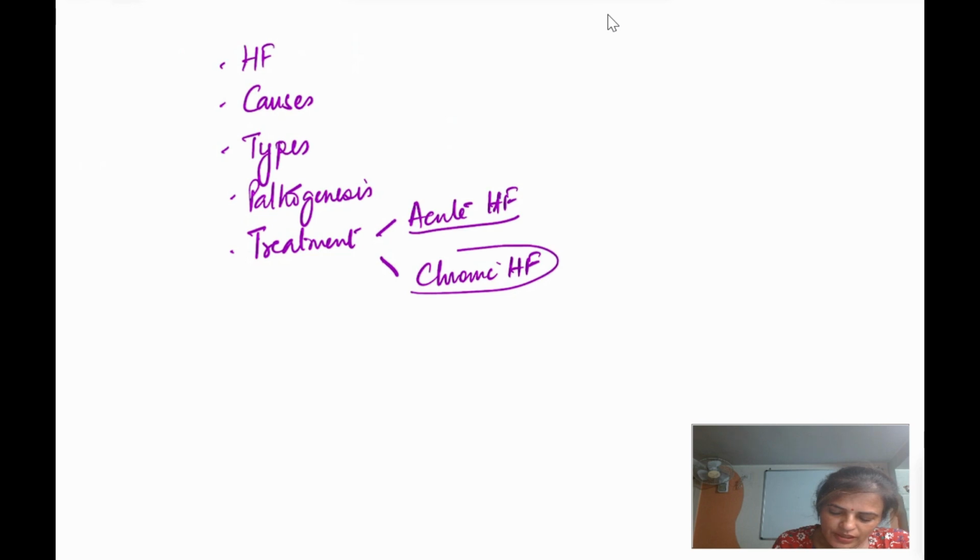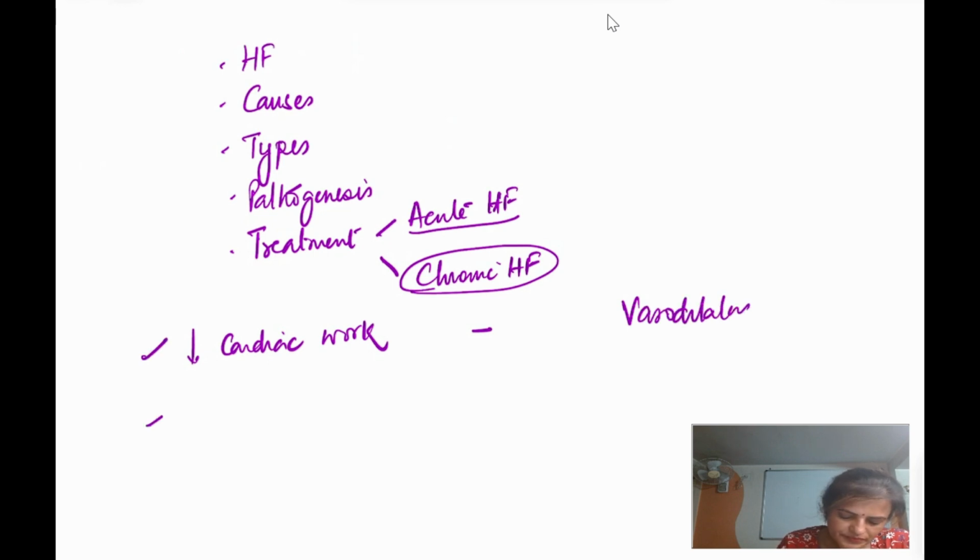Then treatment of chronic heart failure. Under this, the aim is to decrease the cardiac work. We put the patient on a vasodilator. This also I have covered. Then to decrease the edema, if it is there, we give diuretics. Again here, the diuretic furosemide is used.